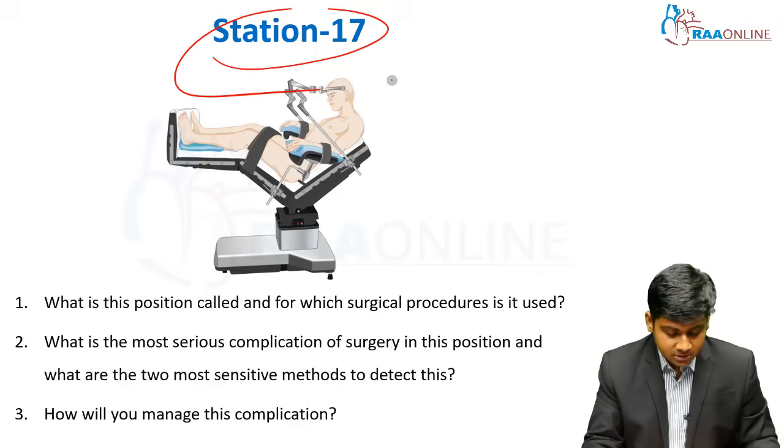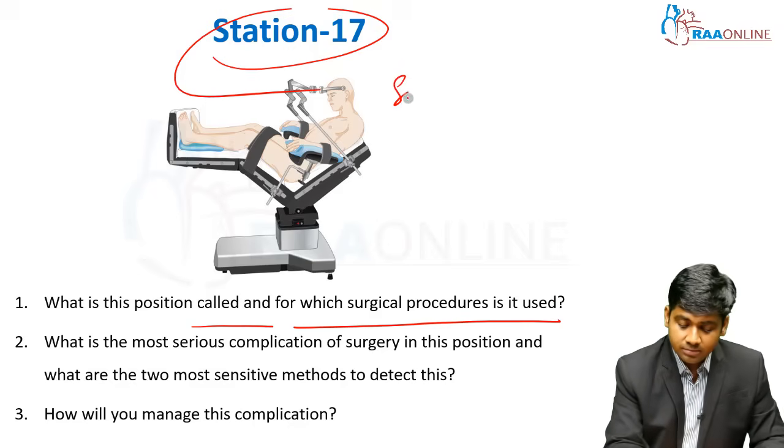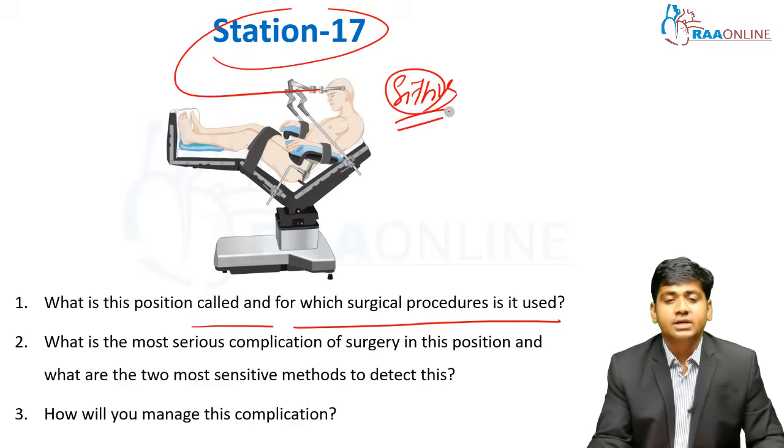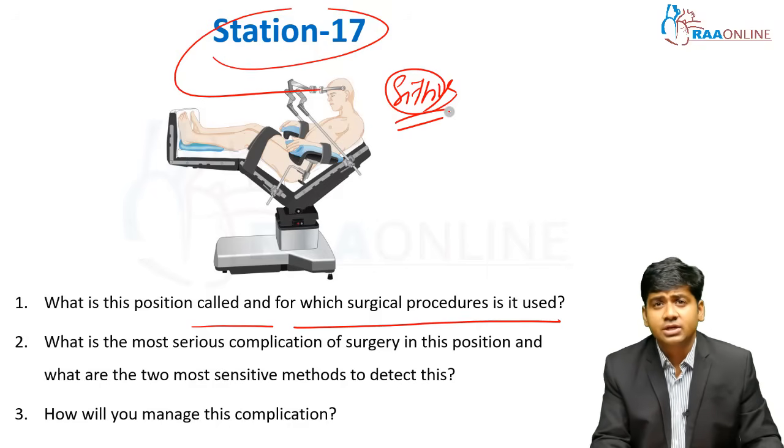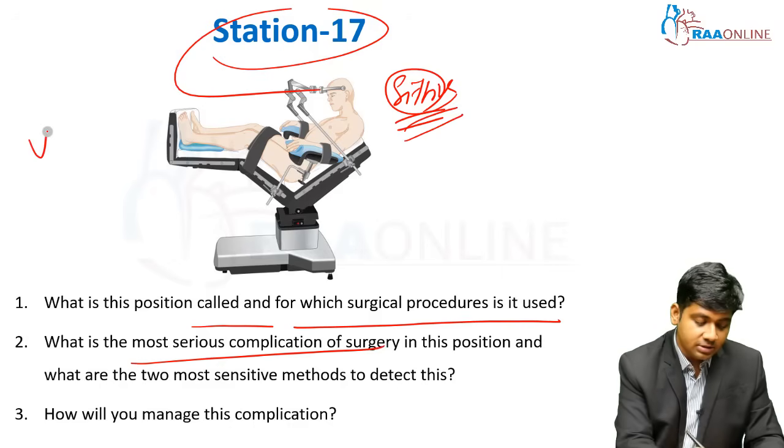Annotations. So here, what is the position in this surgical procedure? Mostly it is a sitting position, for neurosurgery cases. To access certain structures in the brain, we assume this type of position. The most serious complication is venous air embolism.